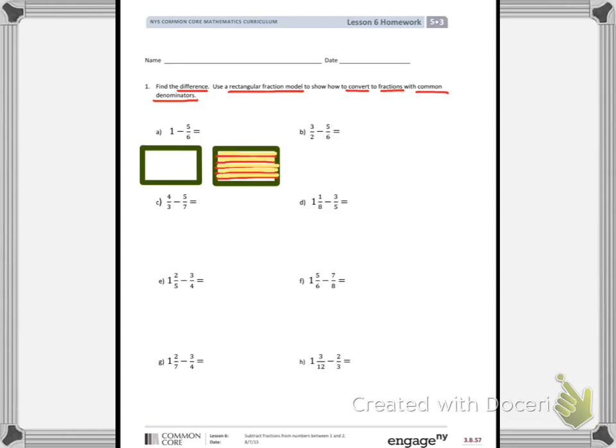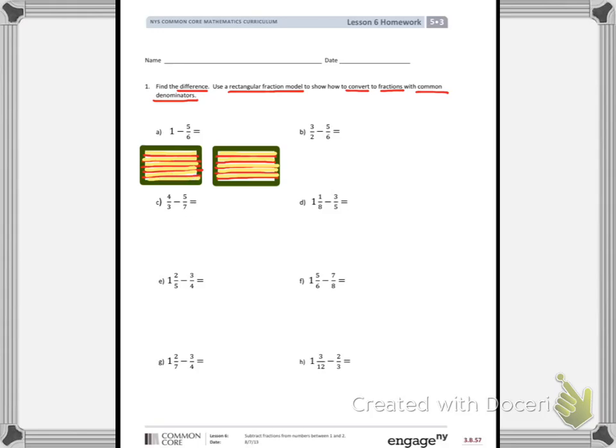With the 1 whole, we can just make them equal. We can just break this up in 6 pieces as well. So 1 whole would be the same thing as 6 pieces out of 6. So I'm going to break it up, and we're going to shade in 6 pieces out of 6. There's 1, 2, 3, 4, 5, 6.